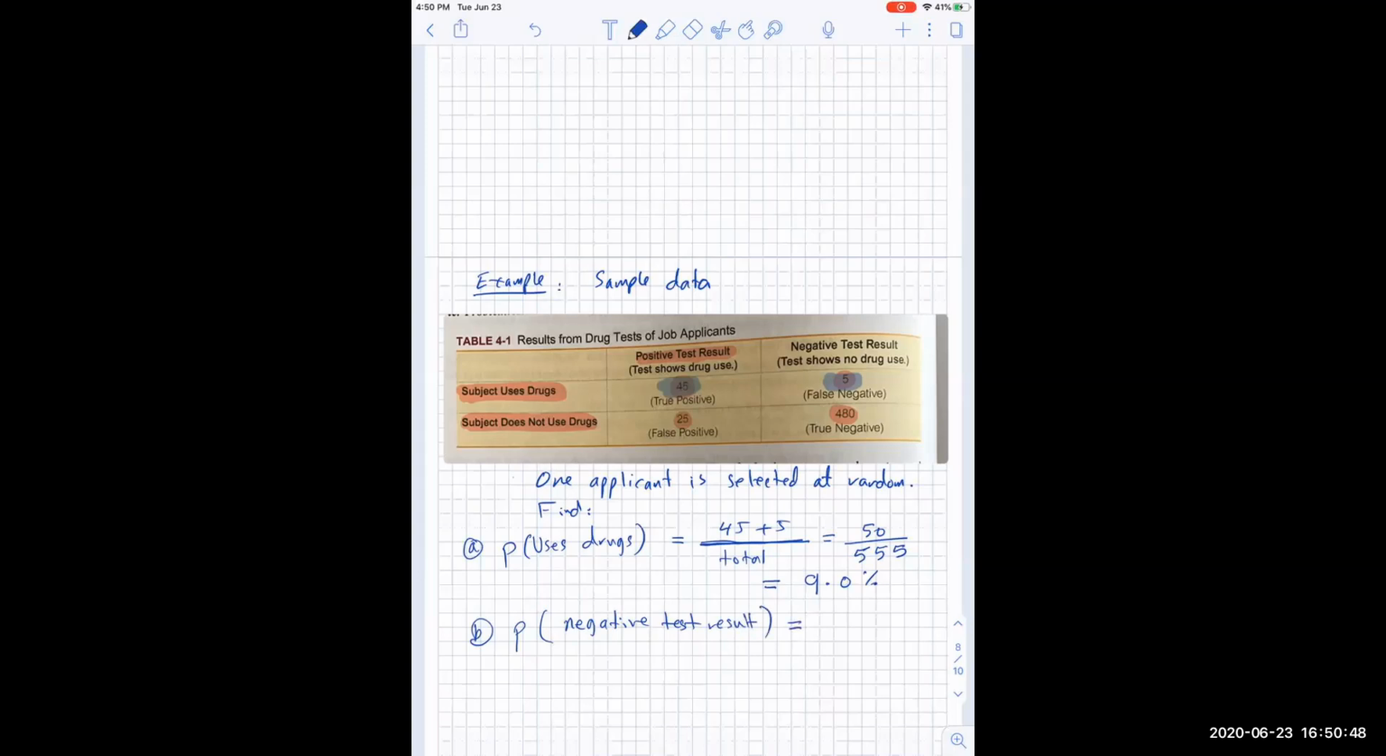What do I do? I go to the second column, right? Negative test results. How many did we get negative, regardless of whether it's false negative or true negative? 485 out of 555. That is 87.4%.